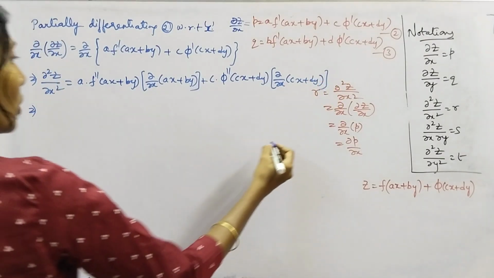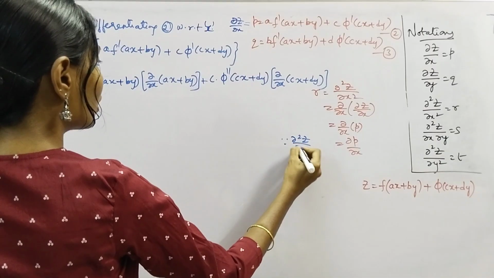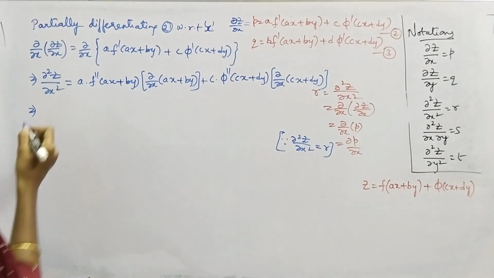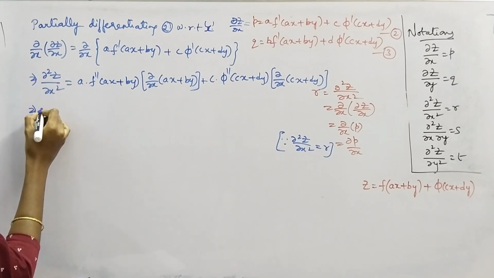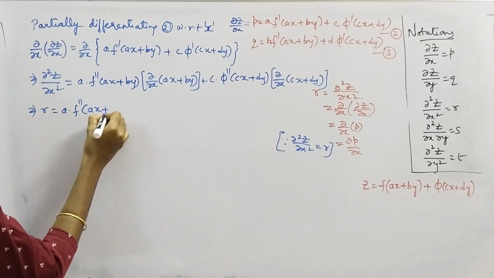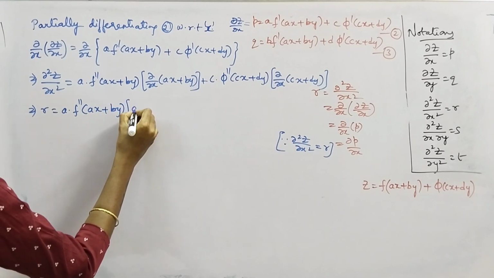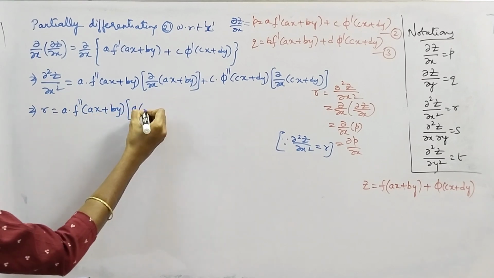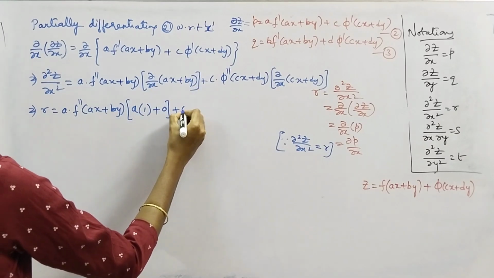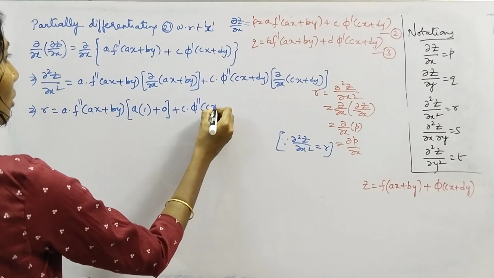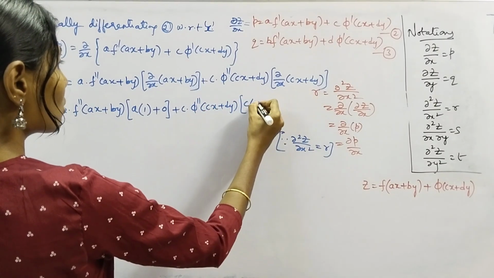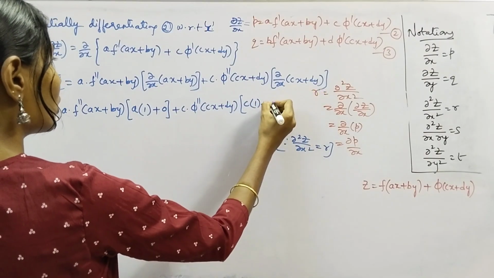Since ∂²z/∂x² can be replaced by r, that is the notation r, we'll replace it by r. You'll get r equal to a into f'' of (ax+by) into the partial derivative of a times x with respect to x, which is 1, plus the partial derivative of by with respect to x, which is 0, plus c into φ'' of (cx+dy) into c times the partial derivative of x with respect to x, which is 1, plus the partial derivative of dy with respect to x, which is 0.